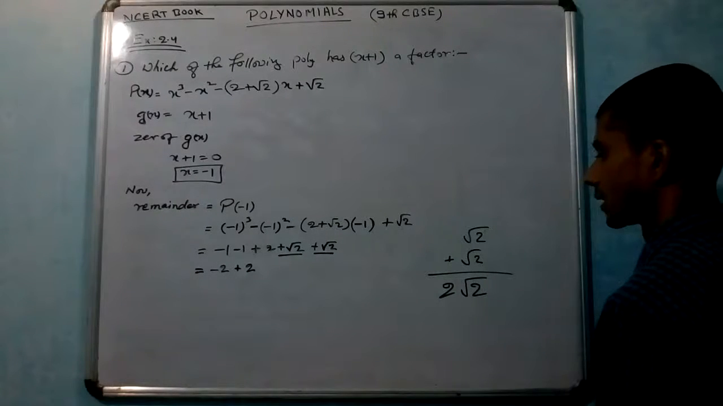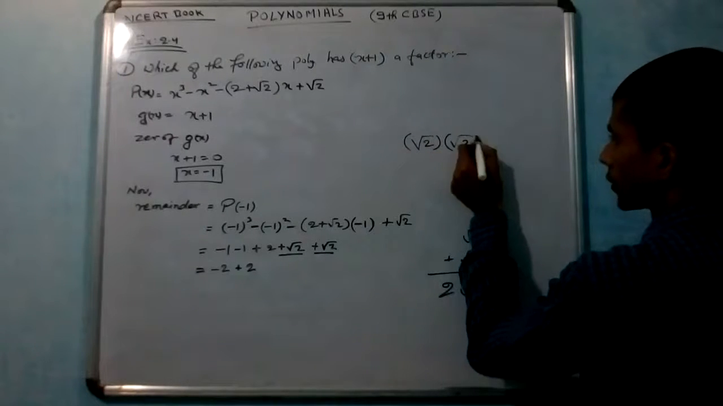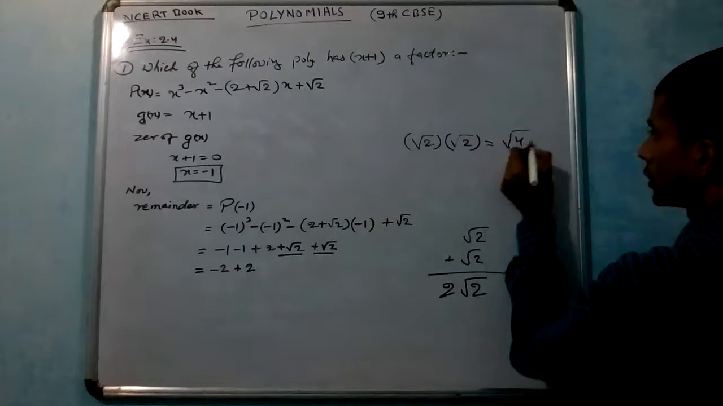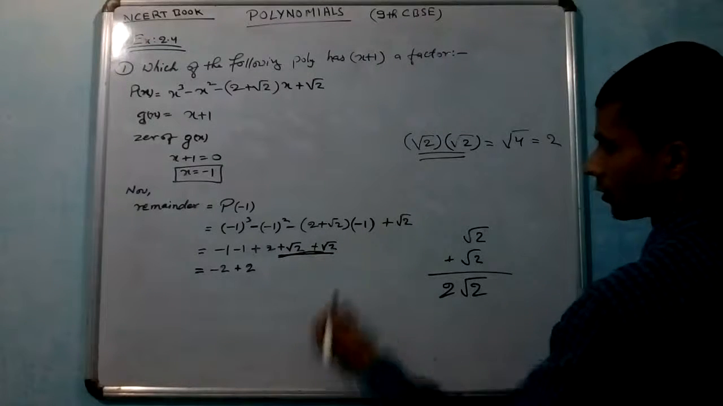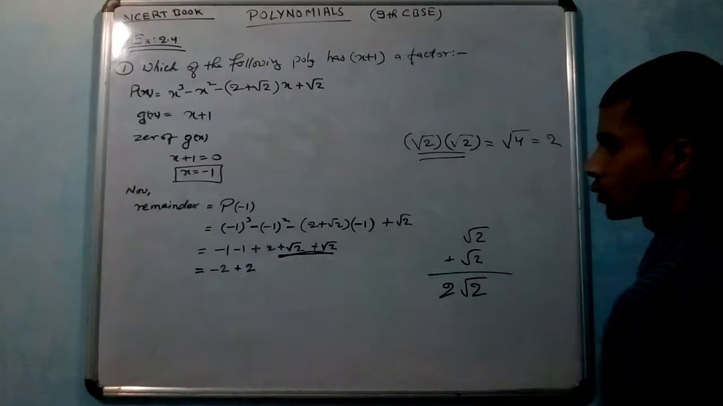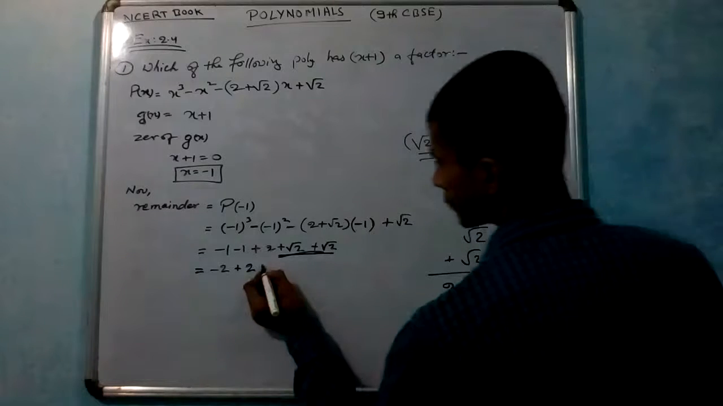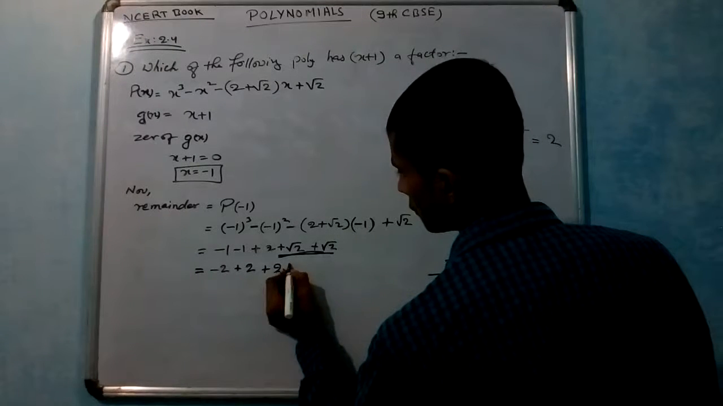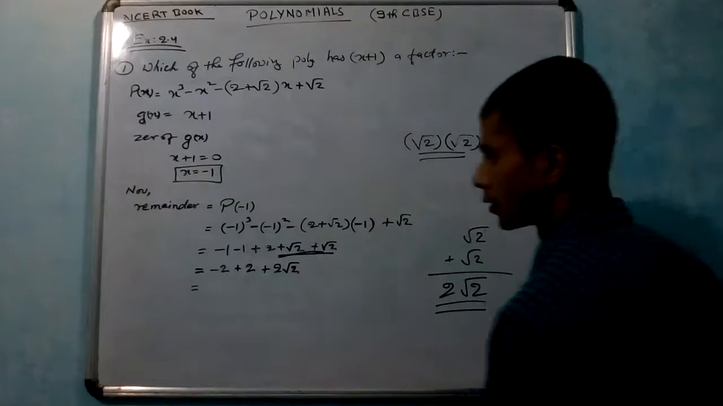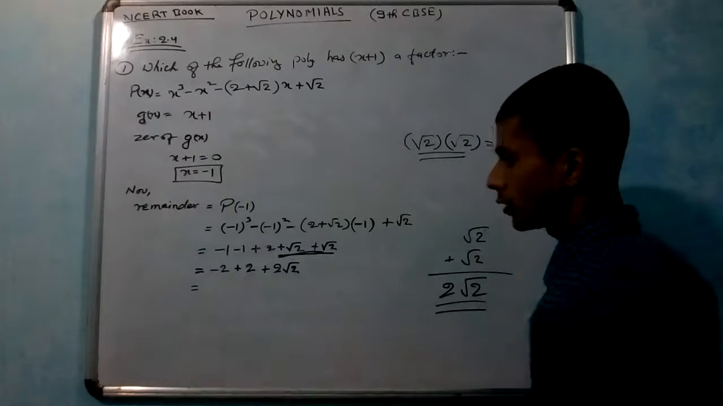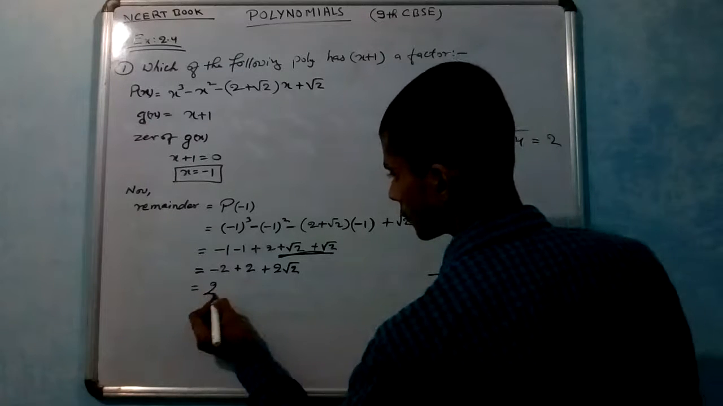Again you are multiplying, and addition is your problem. See what you are telling. This is root 4, this is 2. It is multiplication. Where is the multiplication here? It is just addition. Root 2 plus root 2, how much? 2 root 2. Next what? Minus 2 and plus 2 cancel. So 2 root 2 finally, okay?